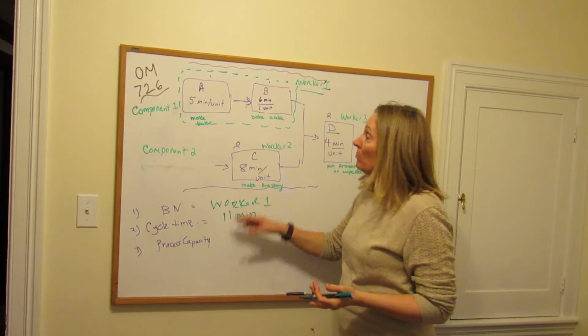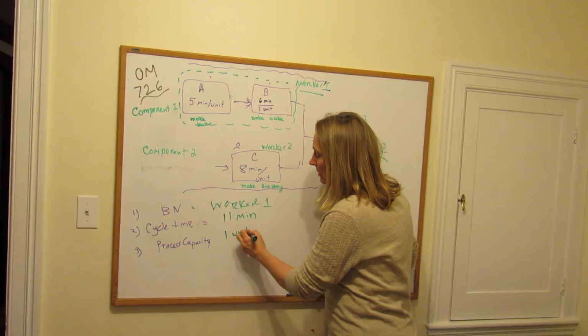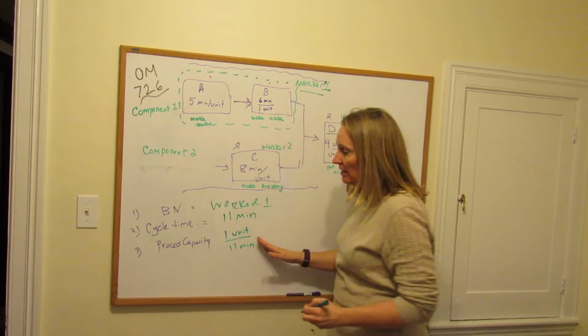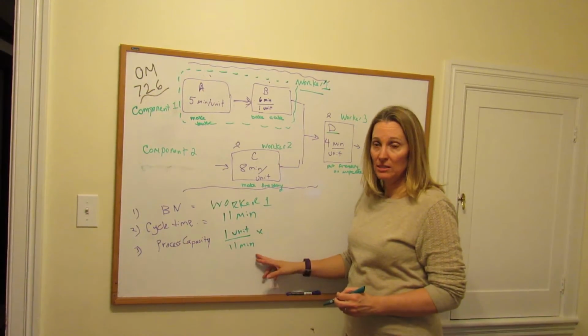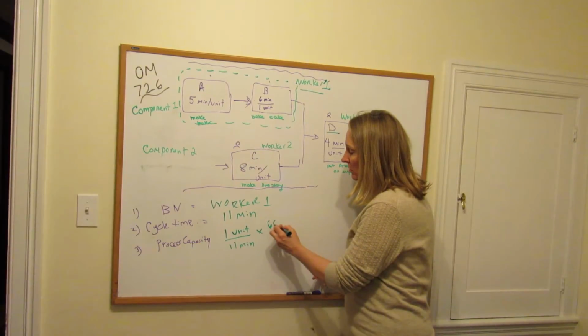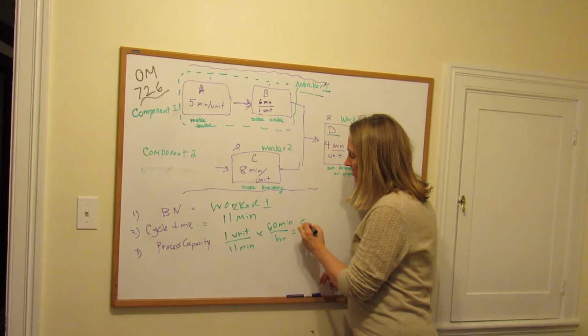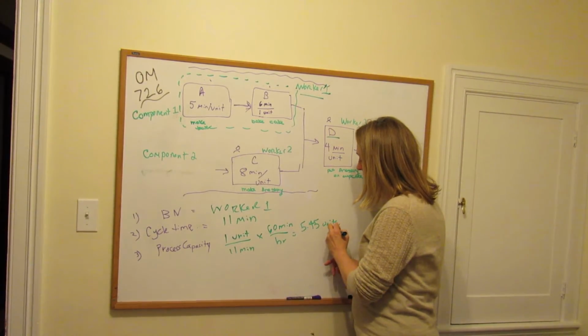Finally, the last question is process capacity. Process capacity, as always, is driven by the bottleneck resource. So if we can make 1 unit, in our case 1 cupcake, every 11 minutes, that is the process capacity. The question asked us to convert this into units per hour. So we multiply by 60 minutes being 1 hour, and this turns out to be 5.45 units per hour.